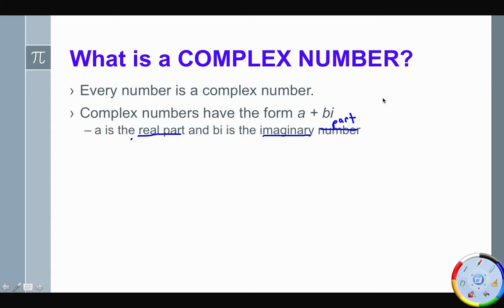So if we looked at a complex number, 3 plus 7i, 3 is the real part, and 7i is the imaginary part. That really is it with what a complex number is. And like I said, every number can be written as a complex number. So if I had the number 7, 7 we know to be just a real whole number. We could write it as 7 plus 0i. We can write it as a complex number, even though we don't normally do that.